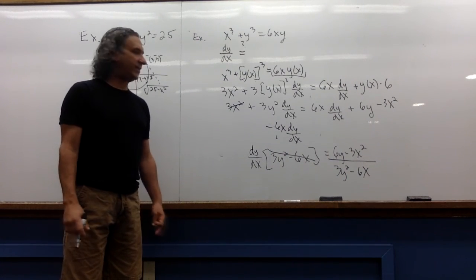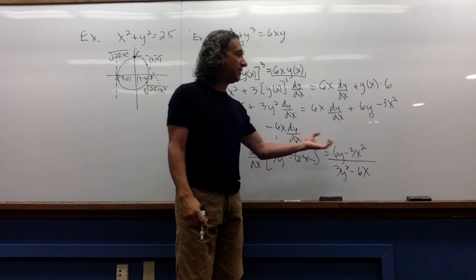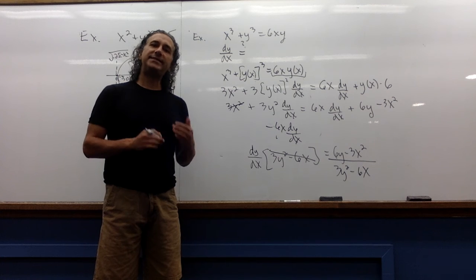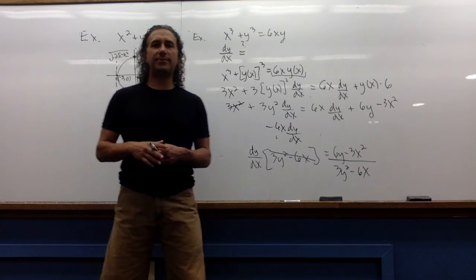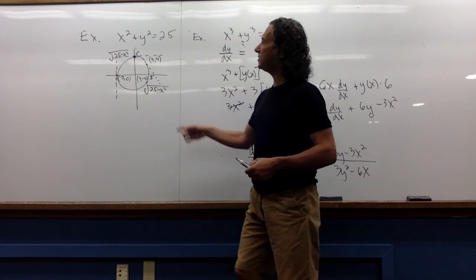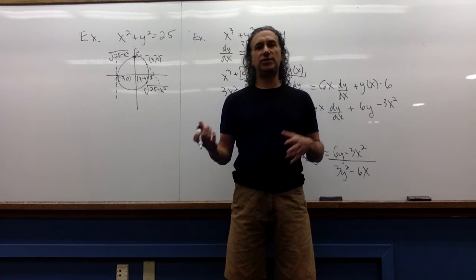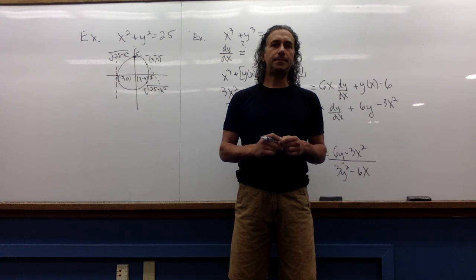Very complicated derivative. And notice that this derivative depends on both x and y. And that makes sense to me because, thinking back to the circle example, depending what your x and y are, you can be on either one function or some other function.